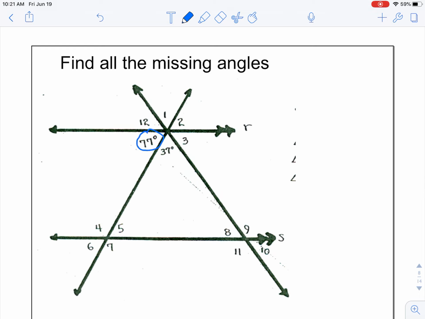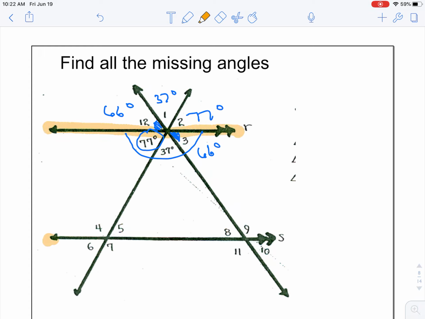And so let's take a look at this one here. We have a 77 degree angle right here. So the angle 2 is going to be 77. We have these 3 angles right here, they are all together making a linear pair. So when we add 77 and 37, we get 114. So this has to be 66 degrees. Now we have a vertical angle right here with this number 3 and number 12. So this is also 66 degrees. And now again, we have another vertical angle. So this is 37 degrees.